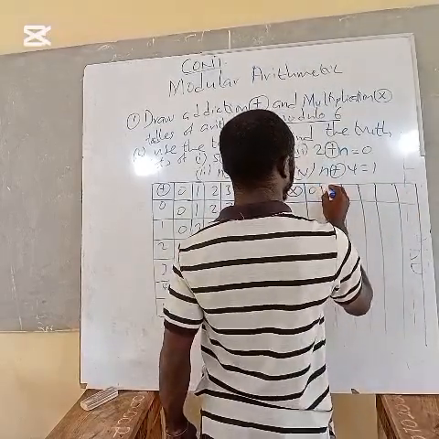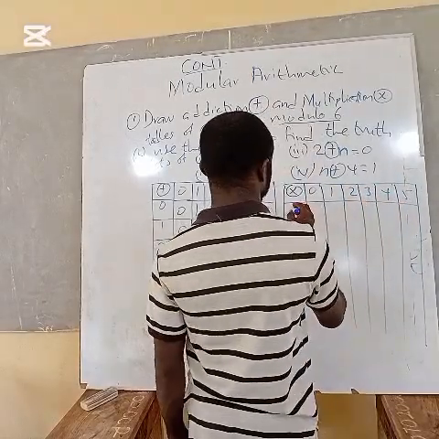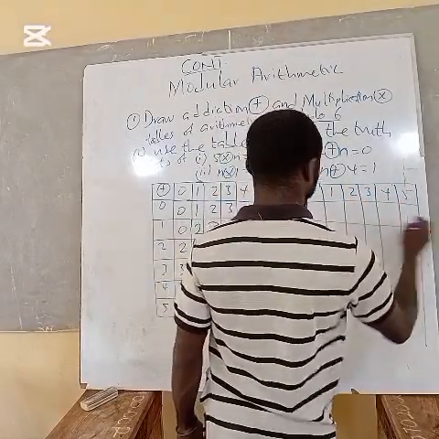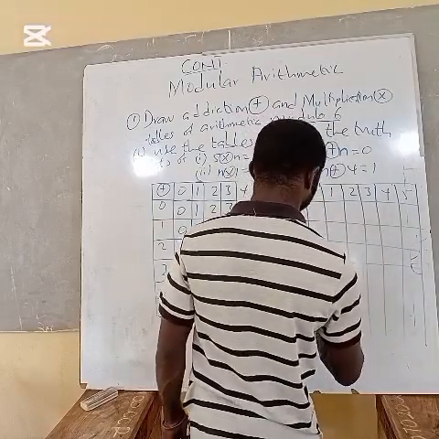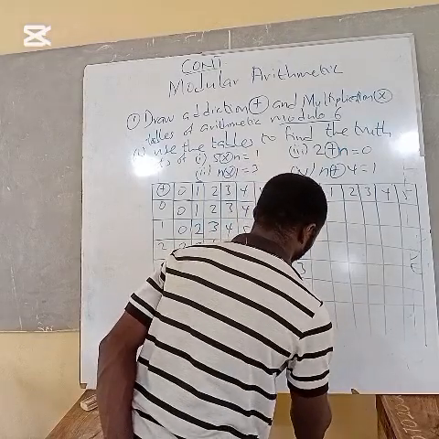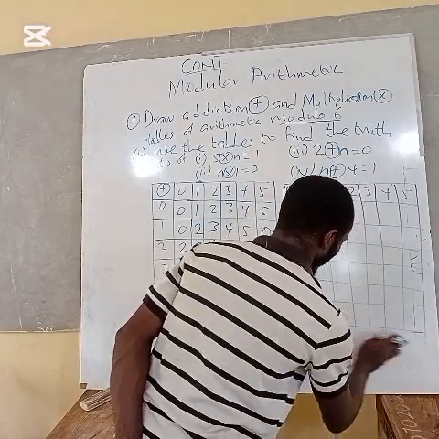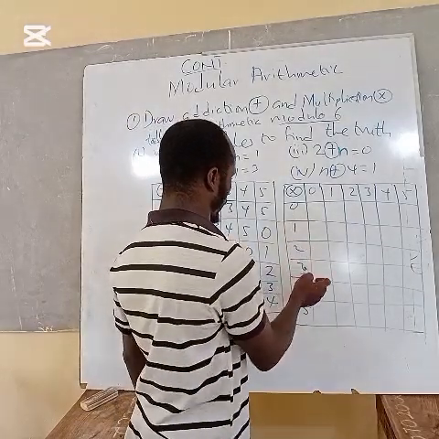So you have 0, 1, 2, 3, 4, 5. This is 0, 1, 2, 3, 4, 5. So this is our last number. Now we have 6. 1, 2, 3, 4, 5, 6.